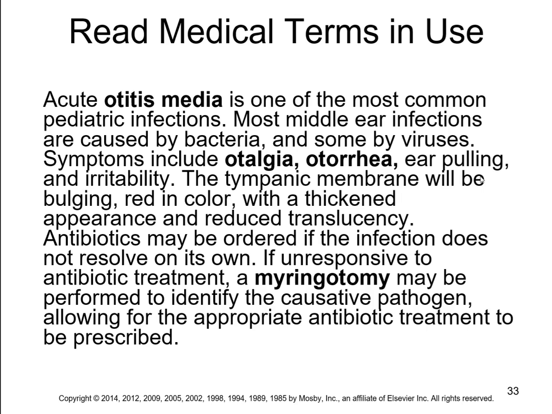The tympanic membrane will be bulging, red in color with a thickened appearance and reduced translucency. Remember how I was talking earlier about the image of the normal and the inflamed tympanic membrane or the eardrum? When it's thickened and you don't see as much translucency, it's not very see-through, then you're also reducing its ability to function. And it's thickened because it most likely has a lot of pus collection due to the inflammation. It's red in color because of the inflammation.